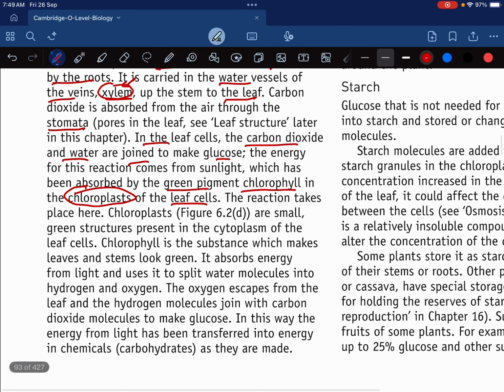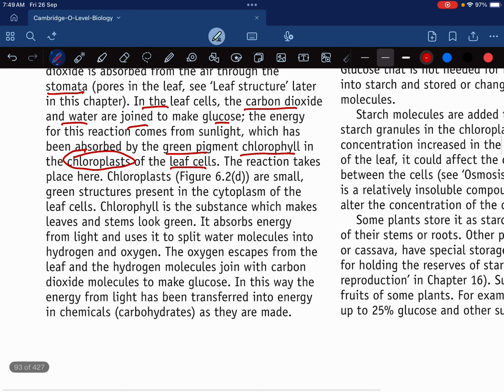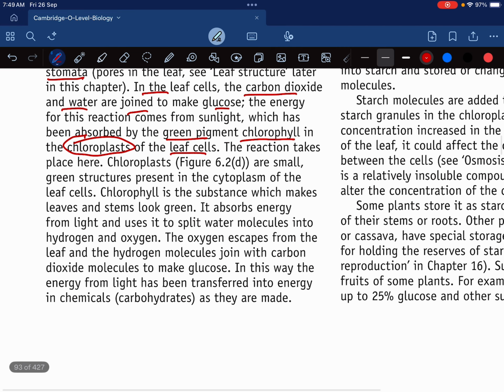तो कार्बन डाइऑक्साइड आया एयर से, वाटर आया रूट से, सनलाइट आई with the help of absorbing chlorophyll. Chlorophyll absorbs the sunlight. The chlorophyll is present in chloroplast. This is the basic crux of photosynthesis. This helps to produce glucose and oxygen. The reaction takes place here.